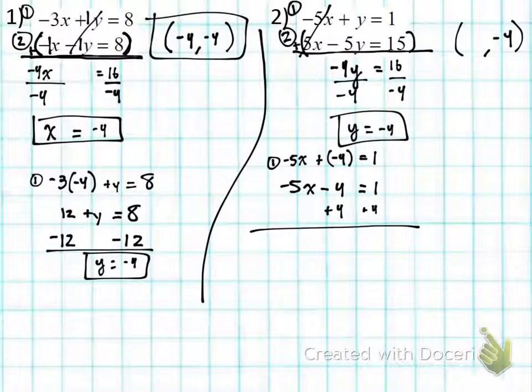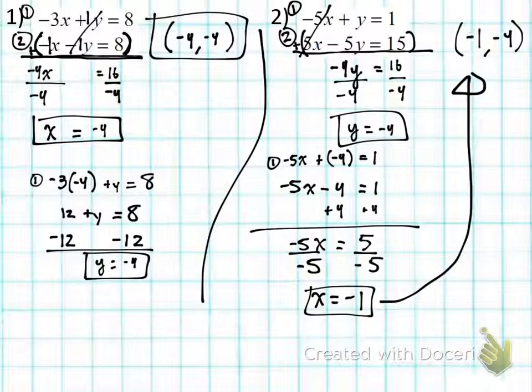Add 4 to both sides. We get negative 5x plus 5, or negative 5x is equal to 5. Divide both sides by 5. So x is equal to negative 1. And I bring that up here as my answer here.